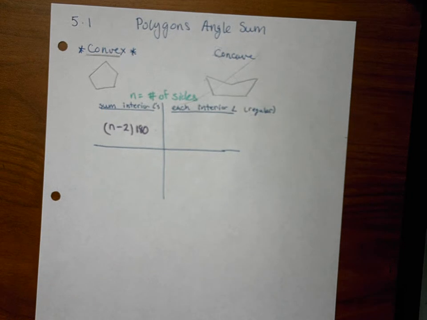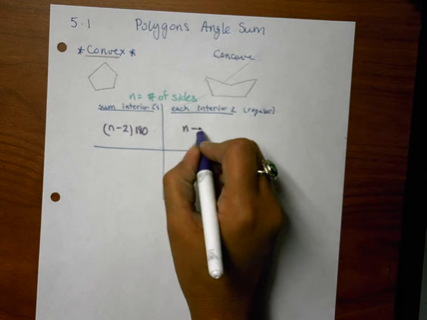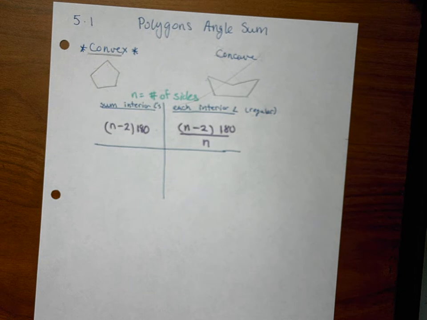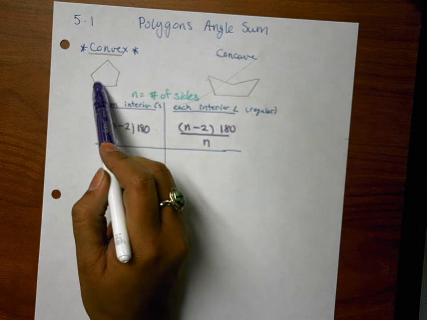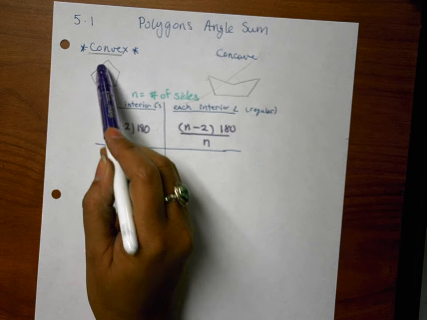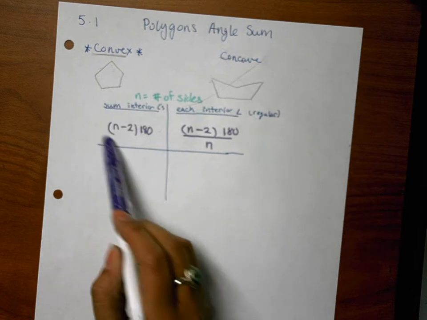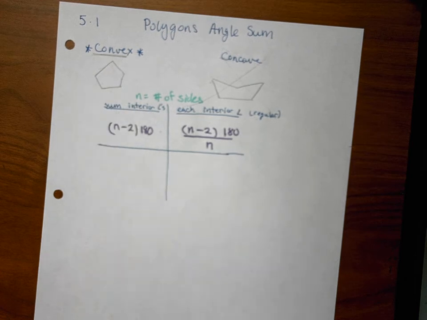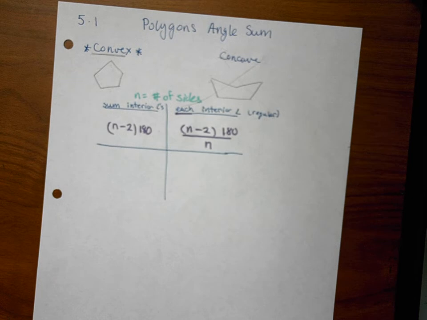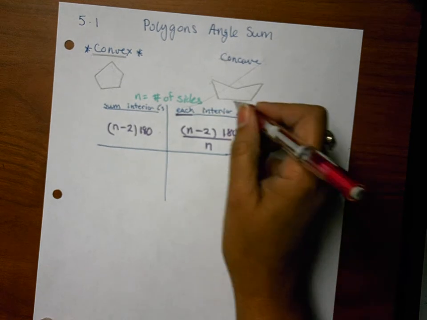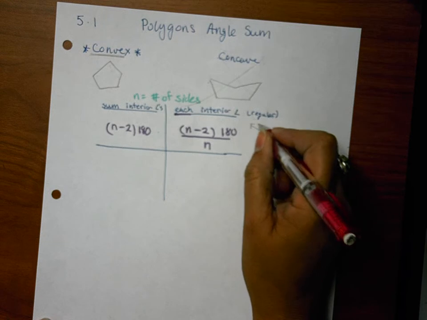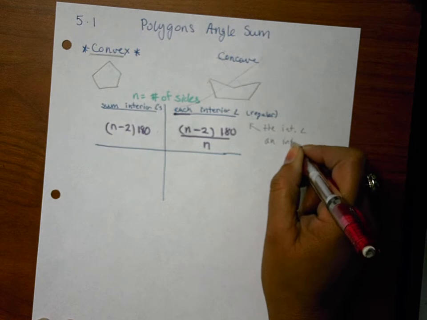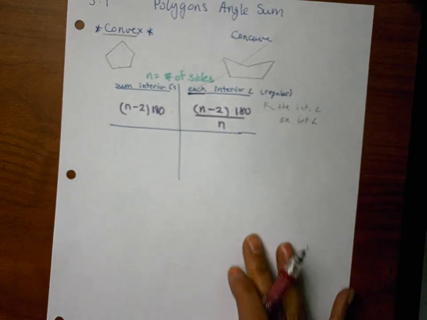All right, this formula is very similar to this one. N minus 2 times 180, and then you divide it by the number of sides, which makes sense because if all of these angles are equal, I first find what the sum is and then divide it by the number of sides to find the measure of each interior angle. So each, other key words you're going to hear is the interior angle, an interior angle. Just make sure you know when they're talking about just one.